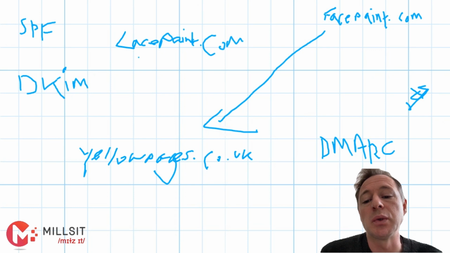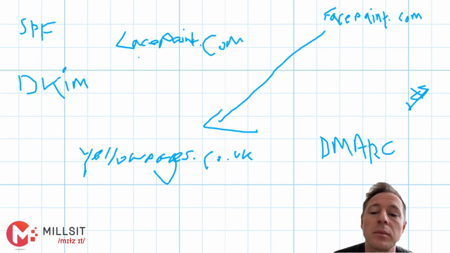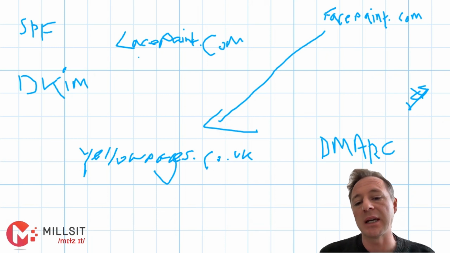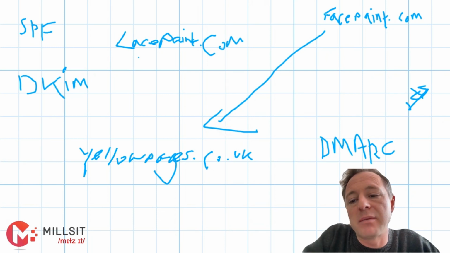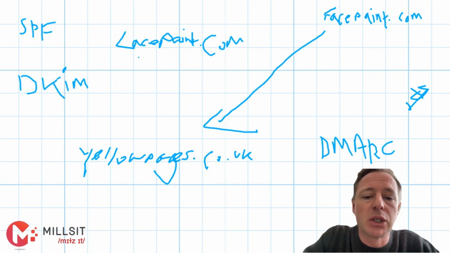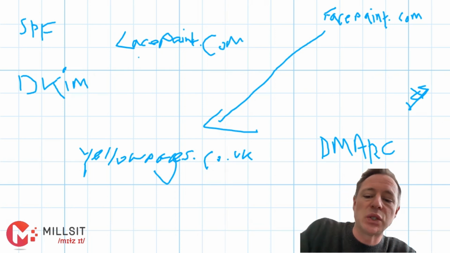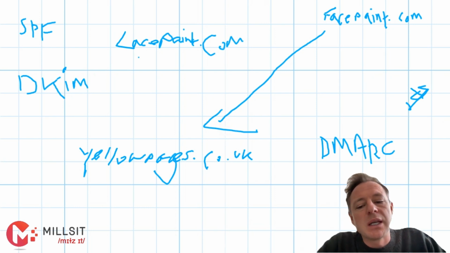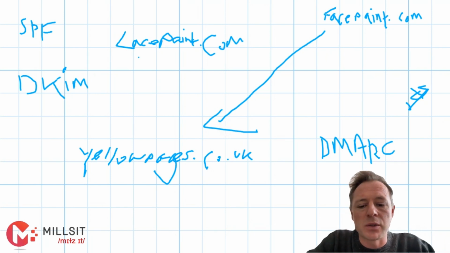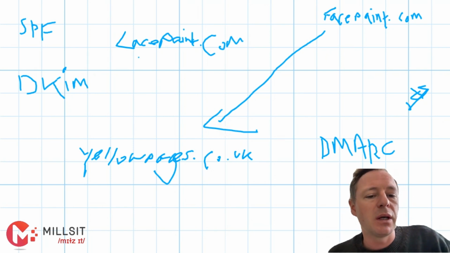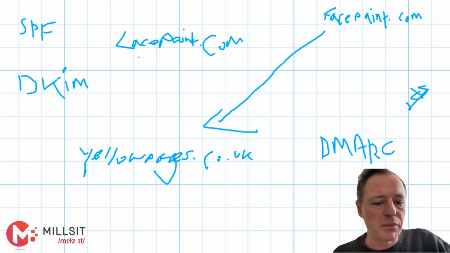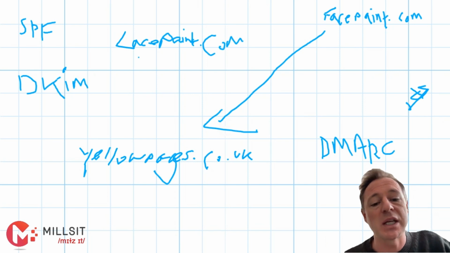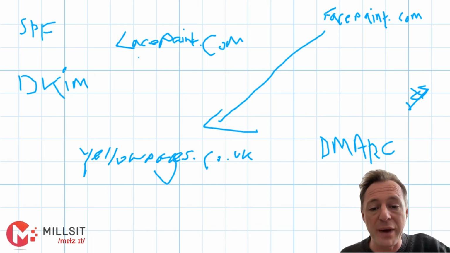Someone sends an email to yellowpages.co.uk. They are pretending to come from facepaint.com. They don't have an SPF record and they don't have a DKIM record. So this domain doesn't have either of these records, but they're pretending to come from facepaint.com. And they're sending to yellowpages.co.uk. What happens is when that email is received at yellowpages.co.uk, because in your facepaint.com DNS zone file, in your DMARC record, you have a record that's set up to say deny or fail.